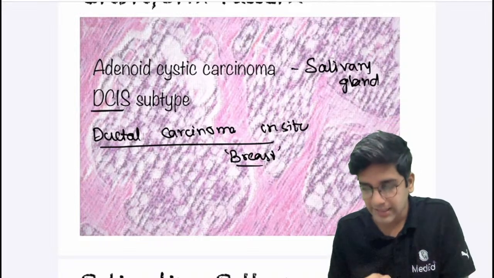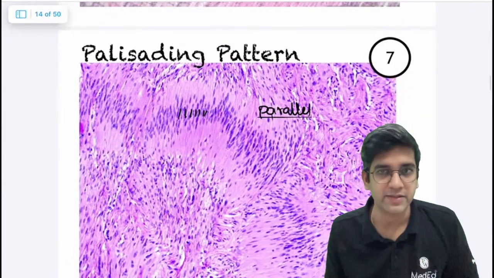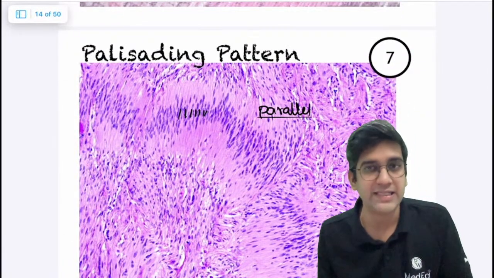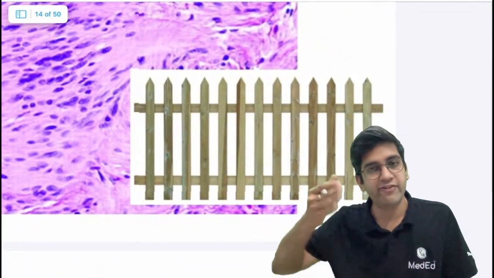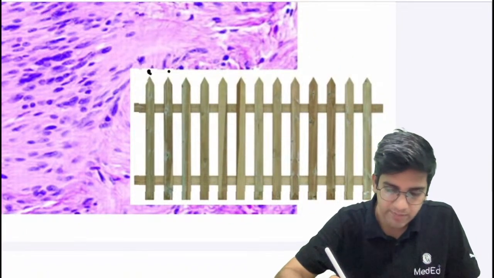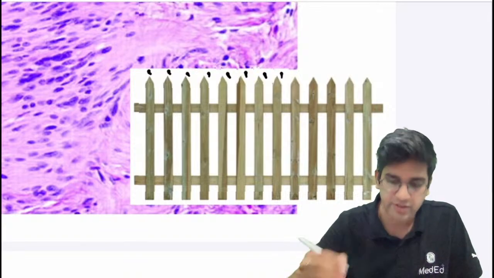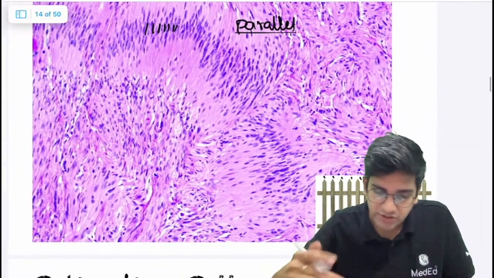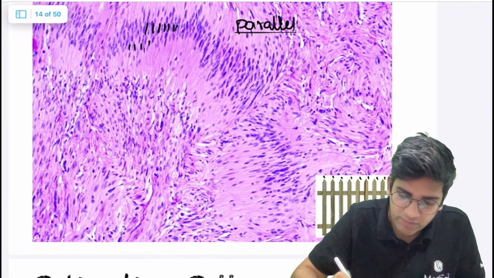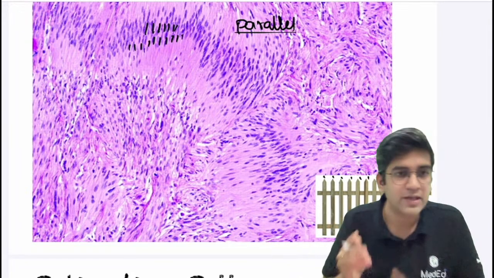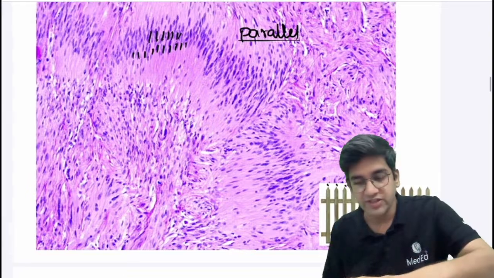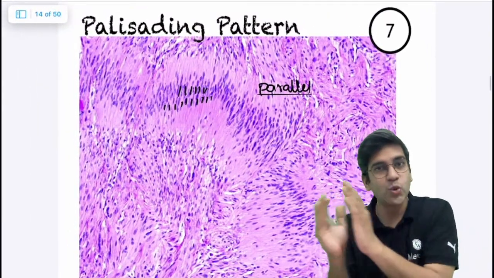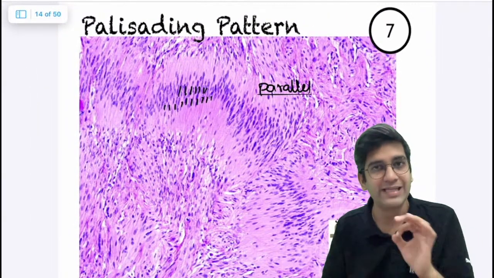That's one pattern. Next, seventh, palisading appearance. So let's understand first what palisading means. Have you seen a fence? A fence palisades, which means it'll be parallel to each other. That's how a fence looks, right? Now, if you look at these nuclei, can I say these nuclei are more or less parallel to each other? That's what palisading means. So when I see nuclei parallel to one another, I call the pattern a palisading pattern.